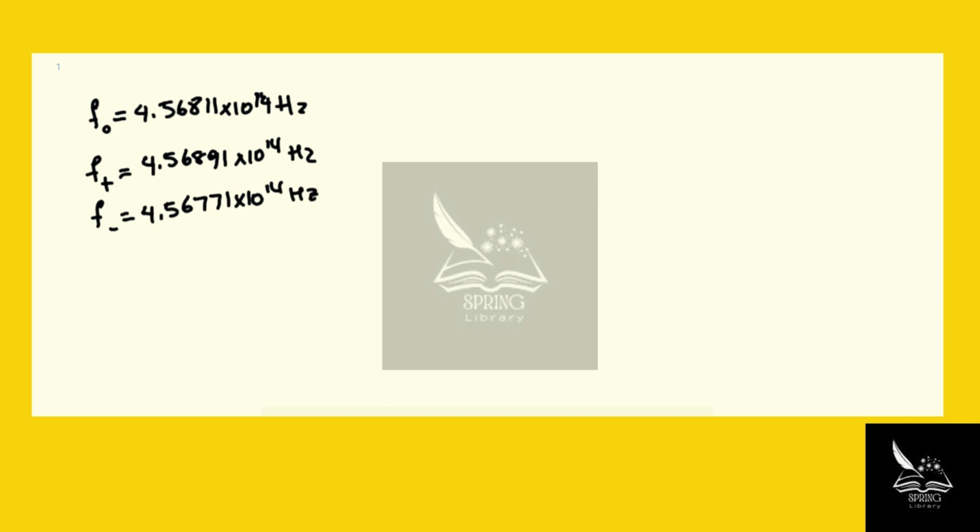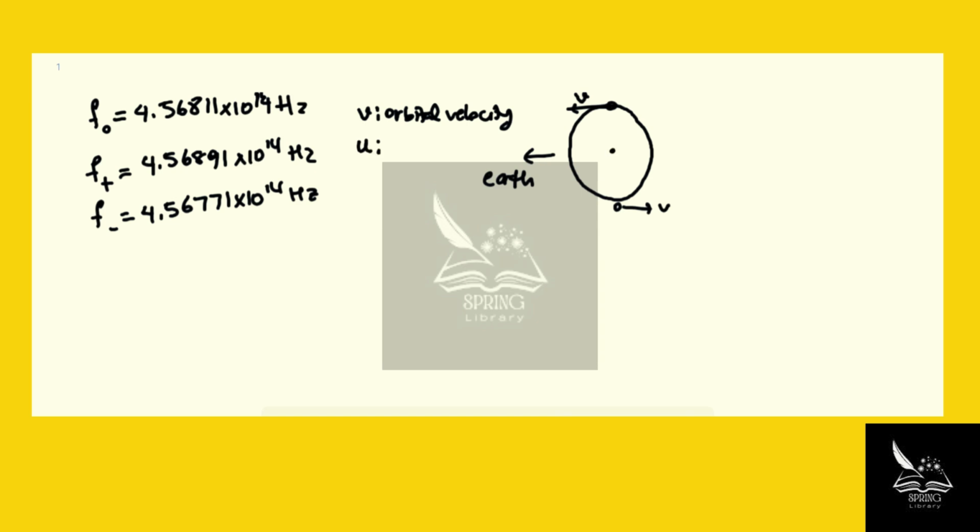Now let's remember the figure. We have two stars with the orbital velocities. So they're rotating around their central mass, and this portion shows the direction of the Earth. Now, let's write down what V is. This is the orbital velocity. Let's also define U as the velocity of the center of mass.